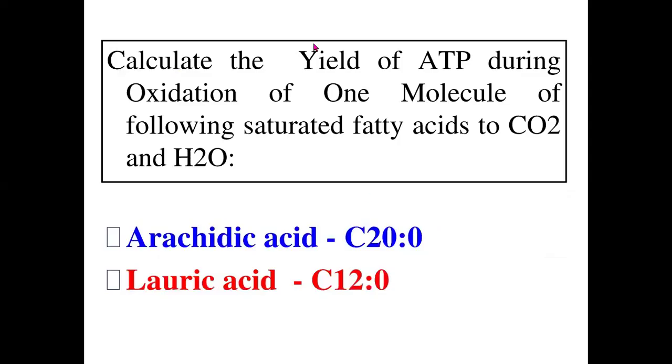So as an exercise, you can now calculate the yield of ATP during oxidation of 1 molecule of the following saturated fatty acids to carbon dioxide and water: arachidic acid, 20 carbon, and lauric acid. This is an exercise. It's very important that you try to do these 2 assignments.